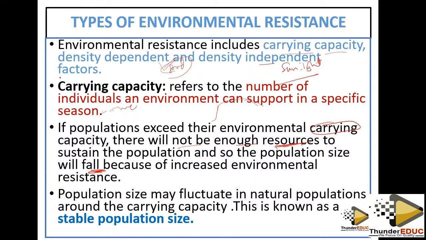Population size may fluctuate in natural populations around the carrying capacity. This is known as a stable population size. So when you talk about population size which may fluctuate in natural populations around the carrying capacity, then we call it a stable population. Why? Do you understand what I'm saying here? This is the statement I wrote here.